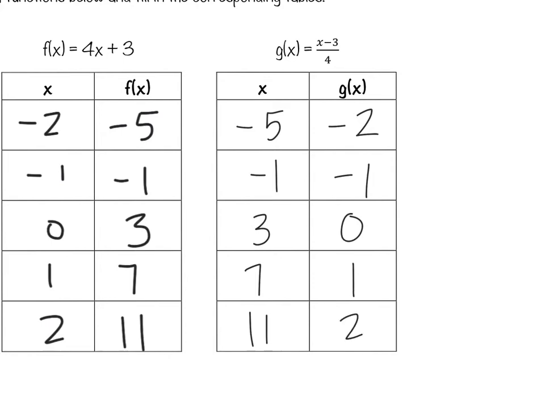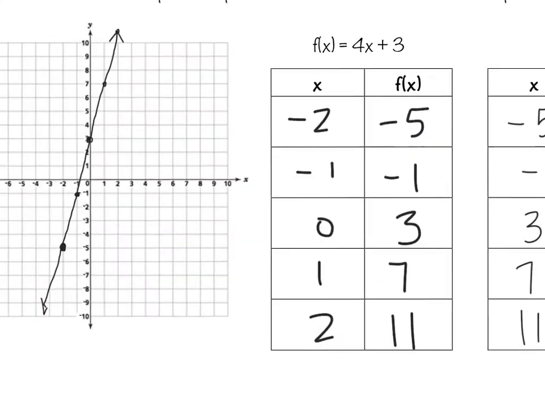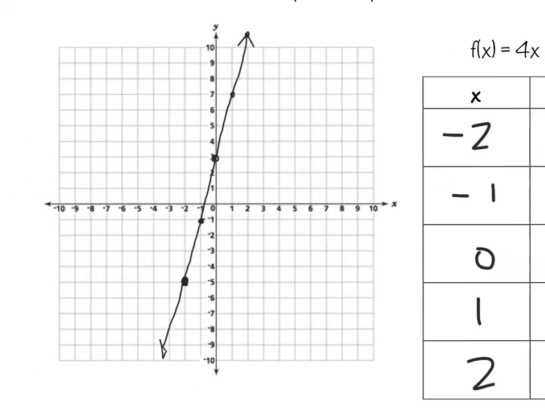Then we're going to graph these over here. I'll even change the color just so you can see this. So we have -5, -2; -1, -1; 3, 0; 7 and 1; and 11 again goes off the graph, but I can put the dot there. So I'm going to draw this as straight as I can there.